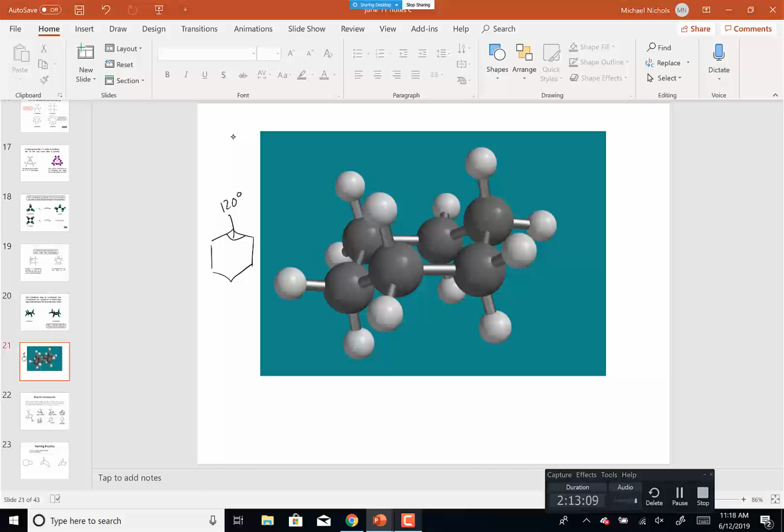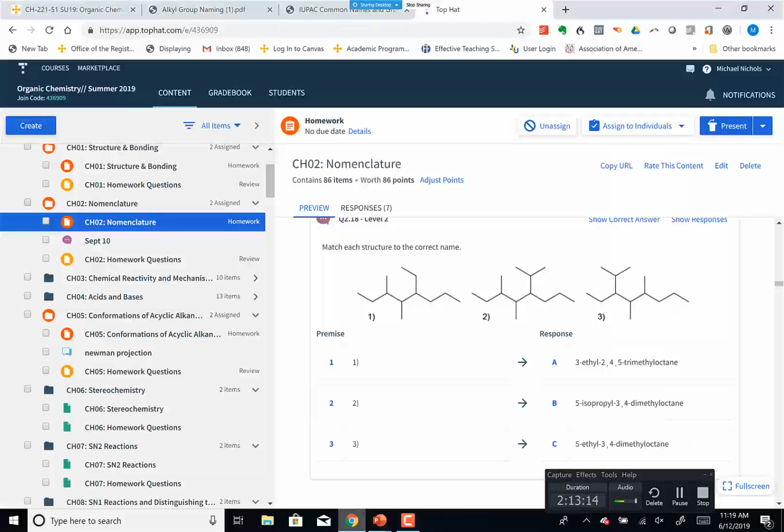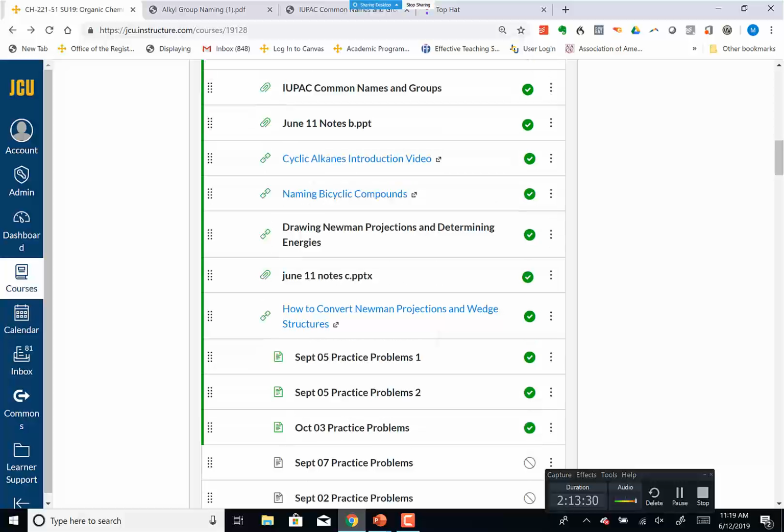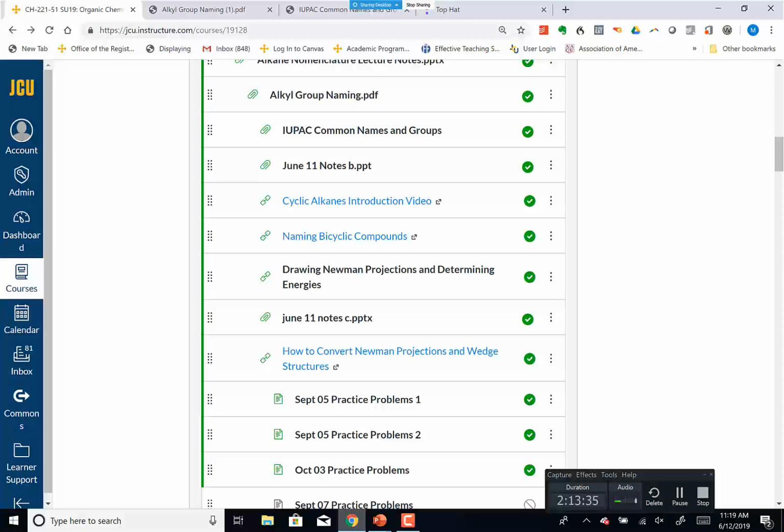In the Canvas site, I have placed a lot of stuff for today, which I'll probably leave there, but then I'll move some of it into tomorrow's. I found the matching videos that go with the notes. For instance, we're going to talk about naming bicyclics tomorrow. So if you've already read that, fine, maybe reread it. There is a video on naming bicyclic compounds here. It's that one, and it goes with the notes.